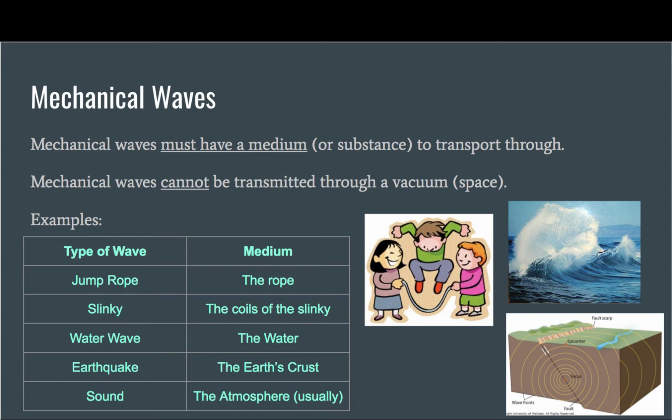Some examples would be a jump rope. The medium for the jump rope, if you swing it, would be the rope itself. A slinky, when you move it back and forth, a wave can go through it, and the medium for that is the coils of the slinky. A wave in water, where the medium is the water. An earthquake, where the wave travels through the Earth's crust. Or sound, which is a wave that travels often through the atmosphere.